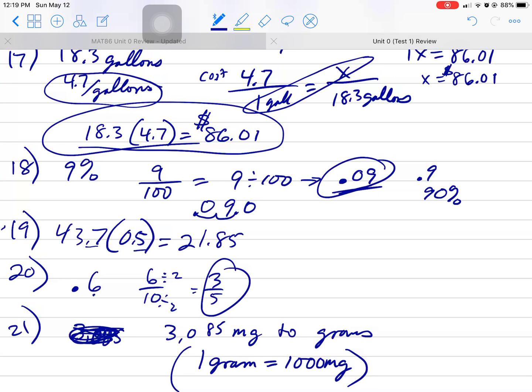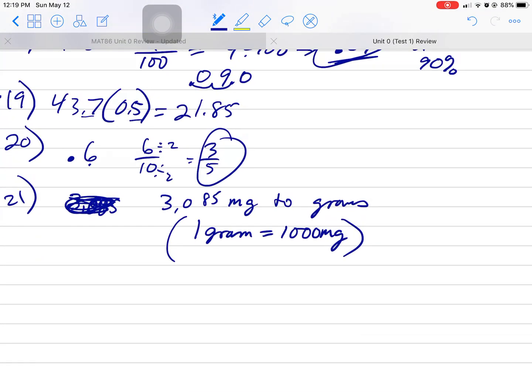So this is how I do it. It might seem like kind of the long way, but it works for everything. I take the given amount, 3085, and write it over a 1. Okay? Then I multiply that by whatever it takes to give me my answer. So this they gave me in milligrams. So I don't want milligrams anymore, so I'm going to write it at the bottom. What I do want is grams.